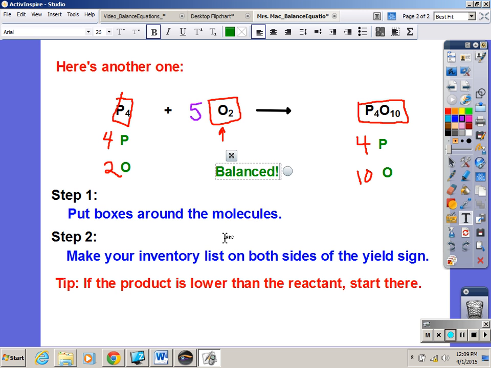Okay, so take a look at each side. You'll notice that I said if the product is lower than the reactant, start there. Likewise, if the reactant is lower than the product, start there. So you're going to start on the lower side. So that's why I started on this side, because there was 2 O's and 10 O's on this side. So I immediately went to this side to add some more in.